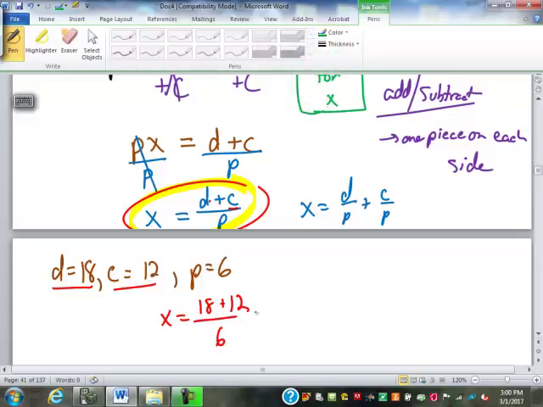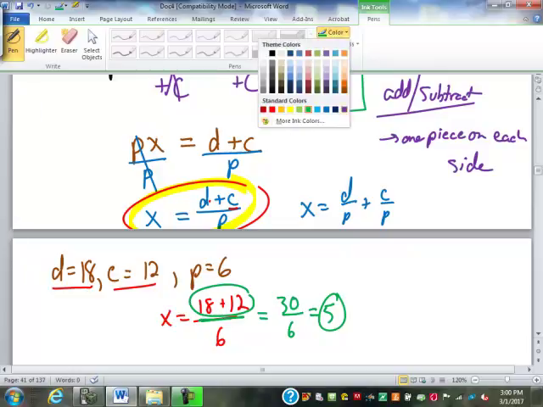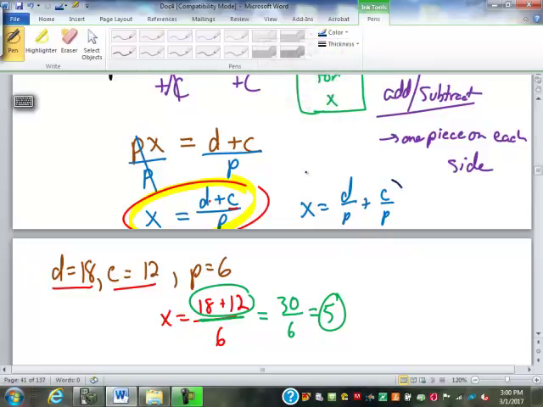And so to find x, order of operations, the fraction bar tells me I have to do everything on top first. So 18 plus 12 is 30, divided by 6 is 5. So x in this case would be 5. This would give me the same thing if I had it in that form.